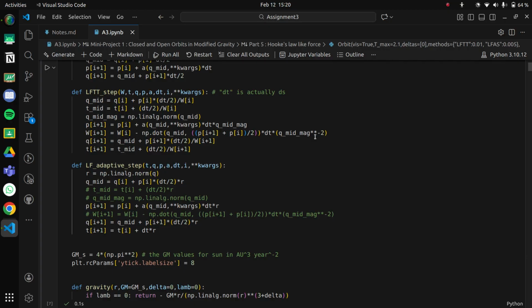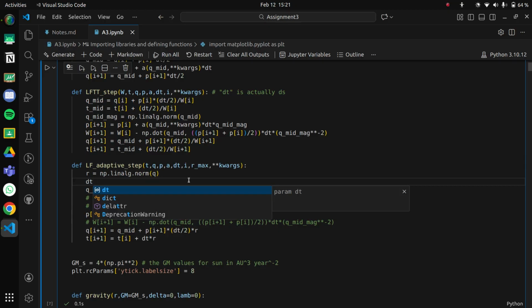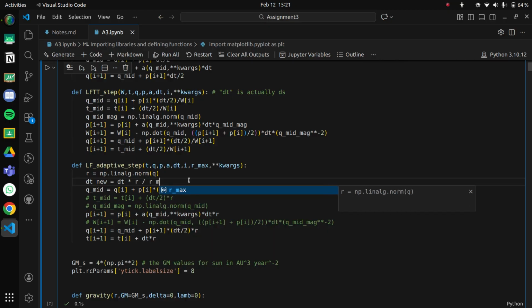This should also pass in r max. Yeah, I'm just gonna pass in an r max. So I'm just gonna say dt mu equal to dt times r by r max. Yeah, that's correct. And then I'm just going to multiply by dt mu instead, rather than doing all of this.